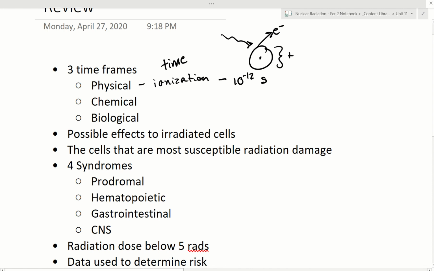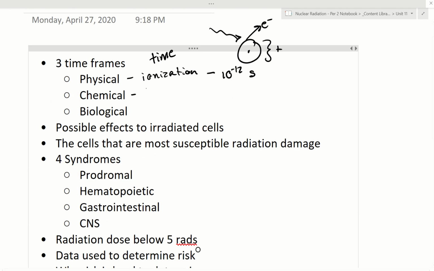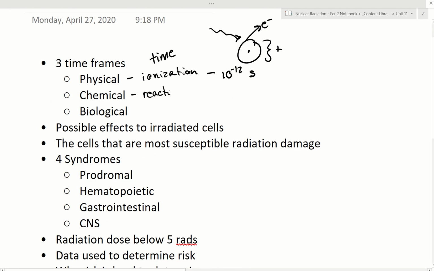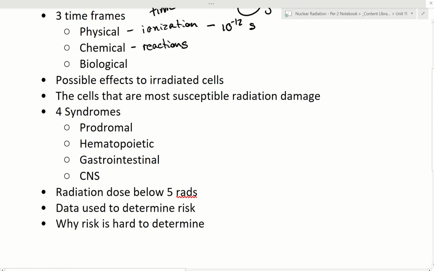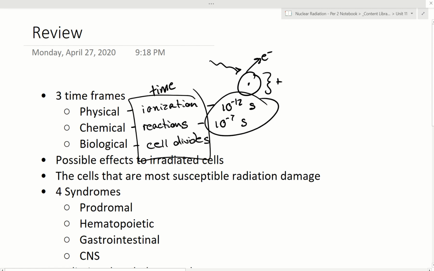So really quick. Then the chemical phase is when those ions interact and cause chemical reactions. So reactions take place that actually do the damage themselves, and so that takes place at 10 to the negative 7 seconds. And the biological damage is what actually the result of all of this, and that happens when the cell divides. Okay, so when the cell tries to replicate itself, so when the cell divides. So those are the 3 time frames. Just make sure you remember these times, 10 to the negative 12 and 10 to the negative 7 seconds, and what actually happens at each one of these.